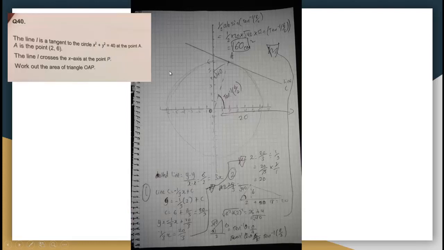Okay, so the line L is a tangent to the circle x squared plus y squared equals 40 at the point A, which is (2, 6). The line L crosses the x-axis at point P. Work out the area of triangle OAP.